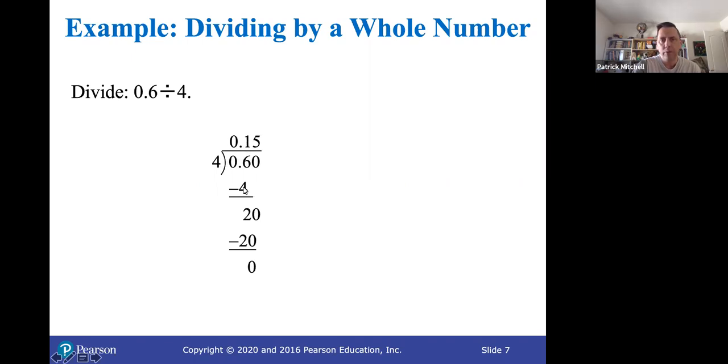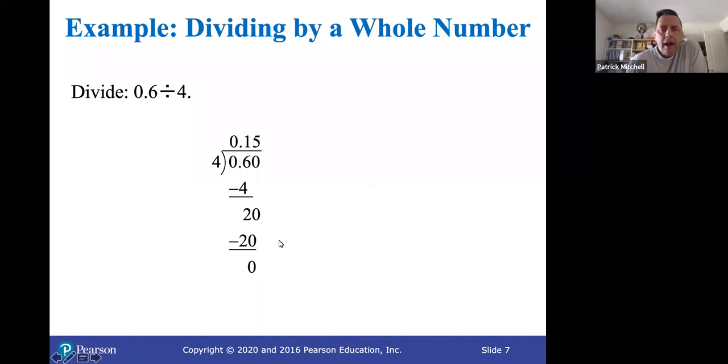1 times 4 is 4. 6 minus 4 is 2. Now, if I didn't have that 0 here, I would be trying to divide 4 into 2. 4 doesn't divide into 2, so I bring down a 0. 4 into 20 goes 5 times. 5 times 4 is 20. 20 minus 20 is 0.